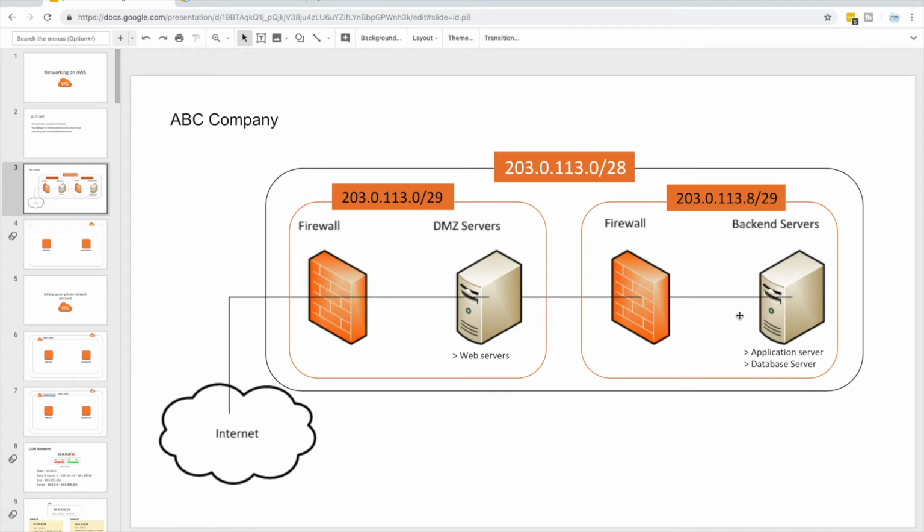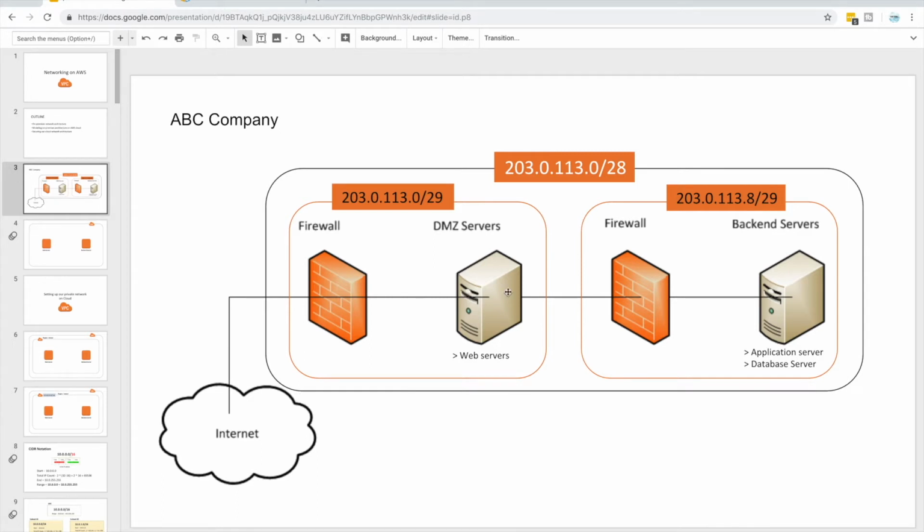So why have they done it like that? Because in that particular subnet they have the application server and database server. Normally we are not allowing direct access to our database from the internet. So that's why they have only given access to their web servers, via another firewall, to access the database and the application server. So this is the setup, and they want to migrate to AWS.